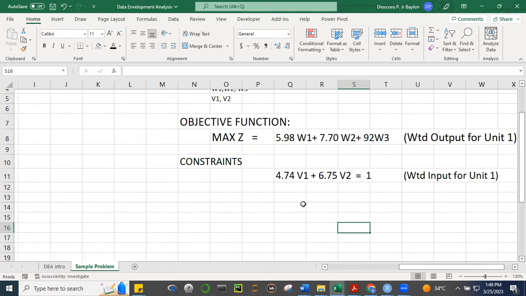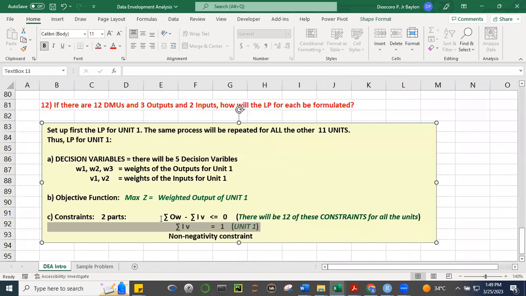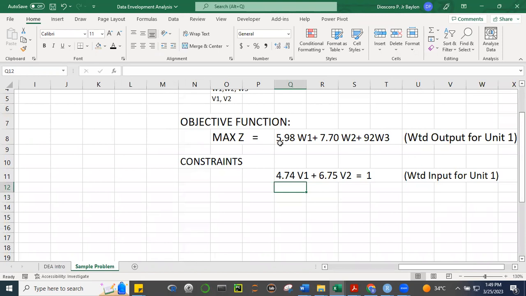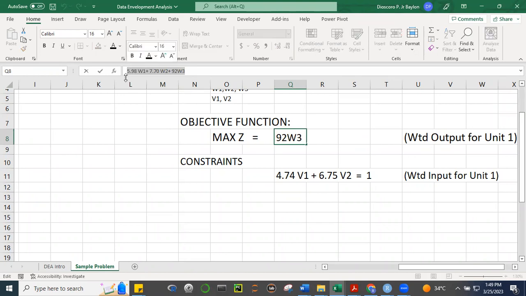And then how about this portion, class? This came from the fact that the weighted input cannot be greater than 1. And that's true for all the units. So we should perform this for all 12 units. So, okay, it will look like this. Control C.